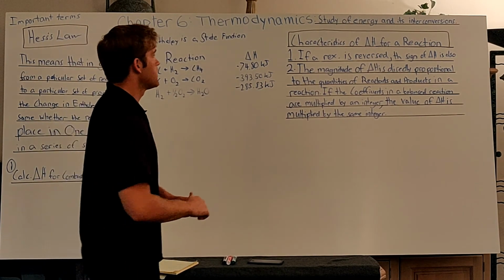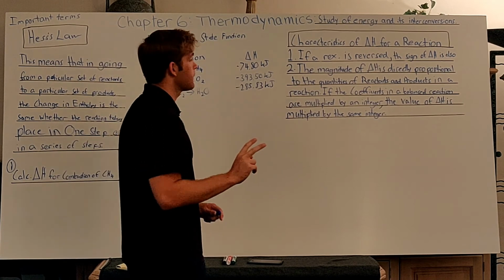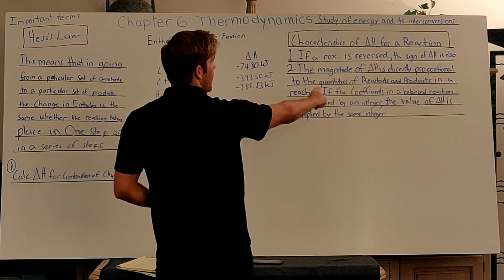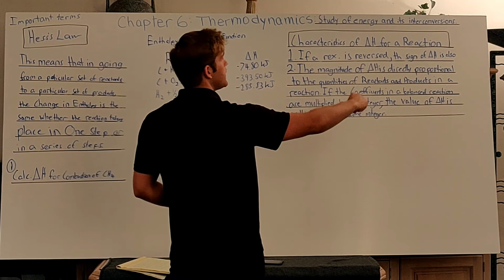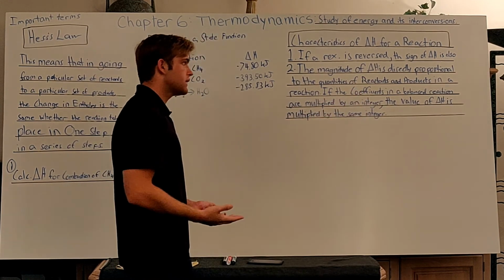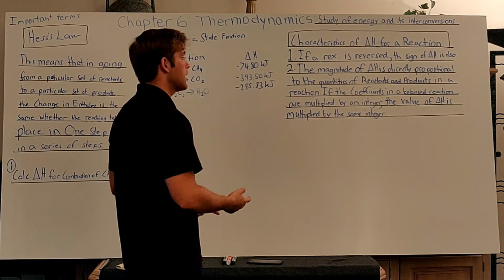Alright, now the second one is a little more complicated. The second: the magnitude of the delta H is directly proportional to the quantities of the reactants and the products in a reaction.